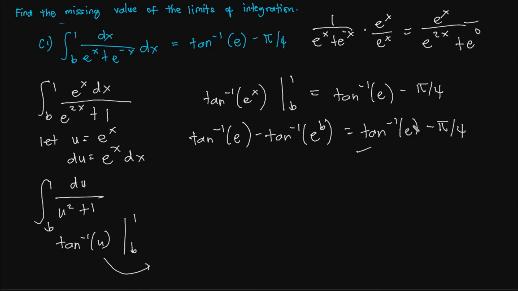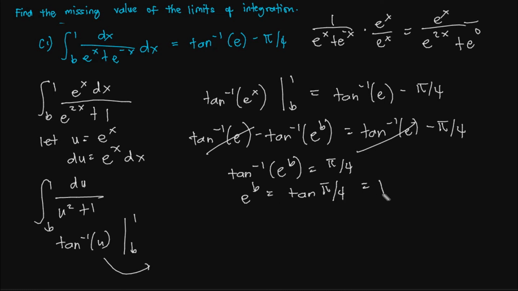Okay, and we can cancel this kasi they have the same expression. And then how about this example? So with this, we know that the negative tangent inverse of e to the b is equal to negative pi over 4. So this makes sense if we take the negative of both sides. So with this, we have pi over 4. We take the tangent of pi over 4, which is equal to 1. Therefore, we have e to the b is equal to 1.